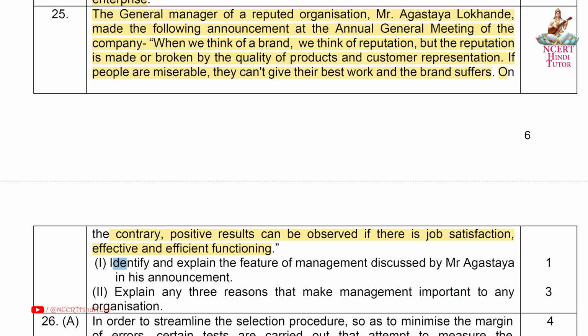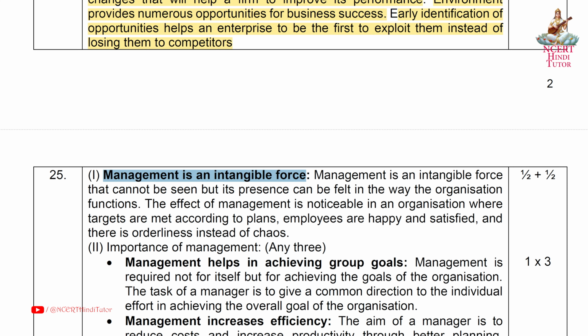First, identify and explain the feature of management discussed by Mr. Agastya in his announcement. Answer: management is an intangible force. Management is an intangible force that cannot be seen, but its presence can be felt in the way an organization functions. The effect of management is noticeable in an organization where targets are met according to plans, employees are happy and satisfied, and there is orderliness instead of chaos.